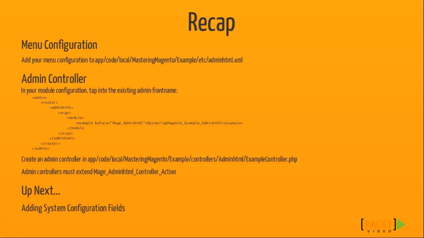So let's recap. First, I showed you how to add your menu configuration to a new file in your module called admin.html.xml. This adds the menu item to the Magento admin interface, but we need a controller in order to do anything with it. So we had to first tweak the config.xml so that we could tap into the existing admin front name, and then we had to create an admin controller. And remember, admin controllers are slightly different than front-end controllers because they extend from a different core class.